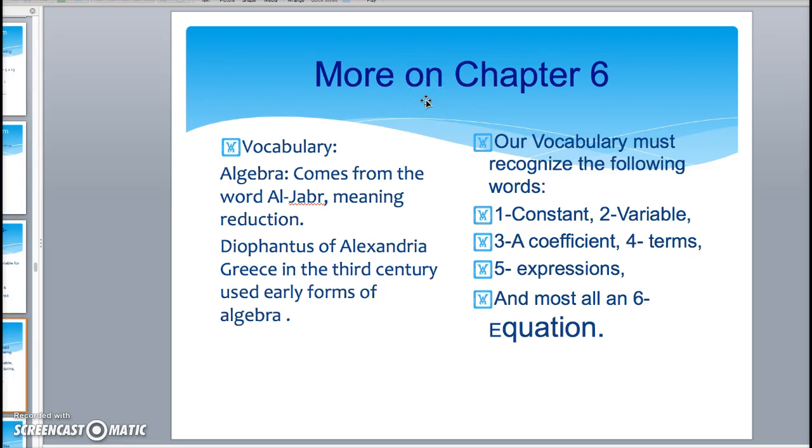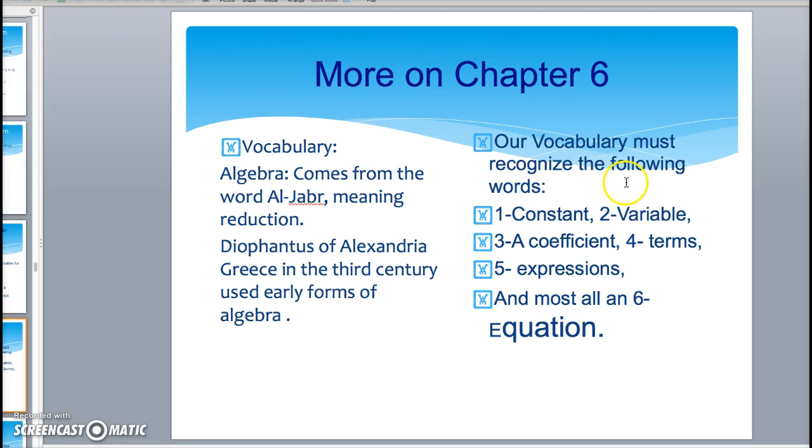Vocabulary. Algebra comes from the word algebra, meaning reduction. Diophantus of Alexandria, Greece, in the 3rd century used these early forms of algebra. It's been around for longer than that, actually, but our written language comes from the Greeks and the Latins, so we go back to the Greeks a lot of times.